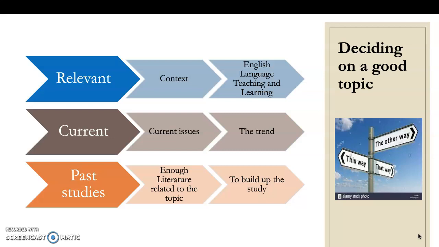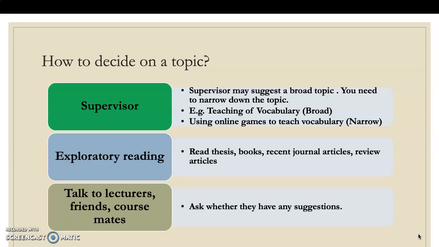Apart from that, when you decide on a good topic, you look at past studies. If there is very little literature about the study that you want to embark on, then you should find something which has more literature, so that it can build up your study. All right, so remember: relevant to your area of expertise, current issues, and there's enough literature related to that topic.